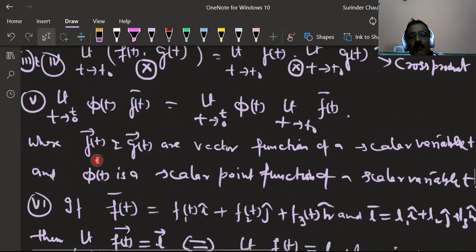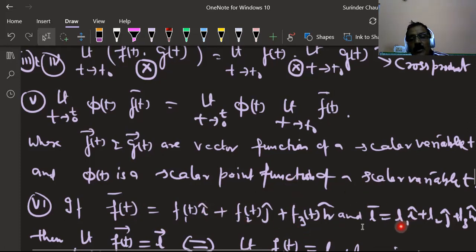Here f vector t and g vector t are vector functions of a scalar variable, and phi is a scalar point function, or scalar function, of a scalar variable. Now the fourth property: if f vector is in component form, as we discuss for any particle moving in three-dimensional space, each component is a function of time, a scalar point function.